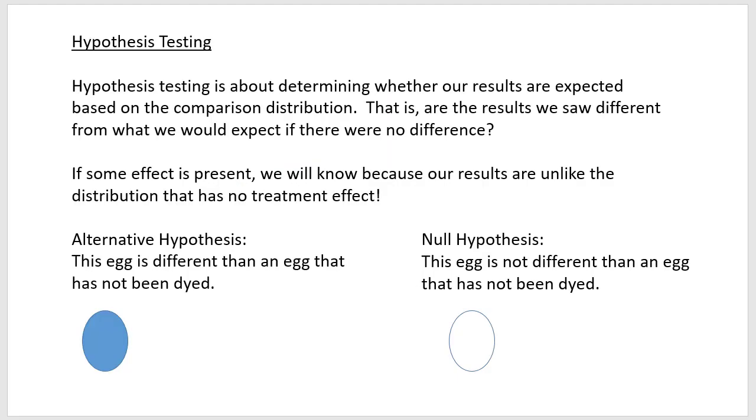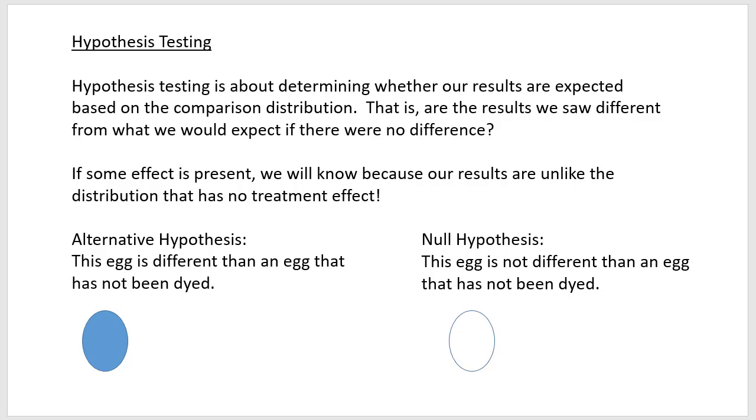Hypothesis testing is how we determine if our results are expected based on the comparison distribution. There's a couple of terms in there you've got to wrap your head around. The comparison distribution is the group that we are testing our sample to. So in the case of our baby walking example, the comparison distribution is the rest of the babies. We're comparing our score for the baby that took the special vitamin to the comparison distribution.